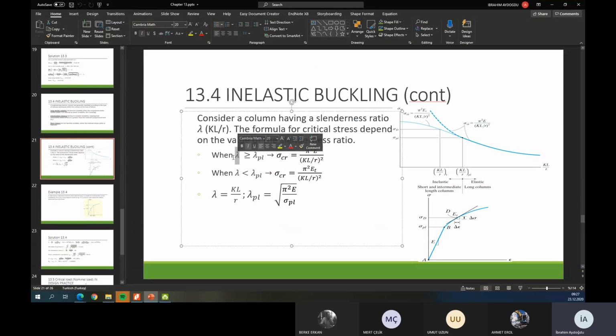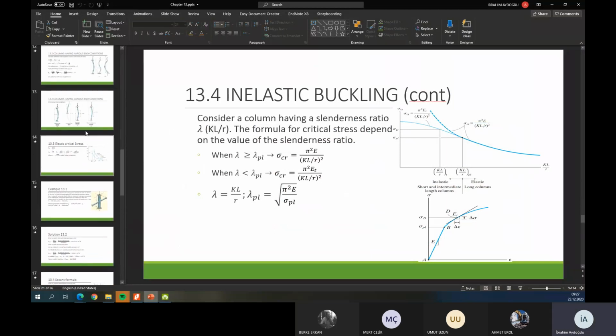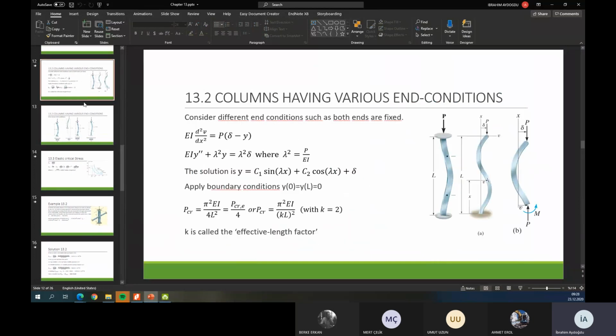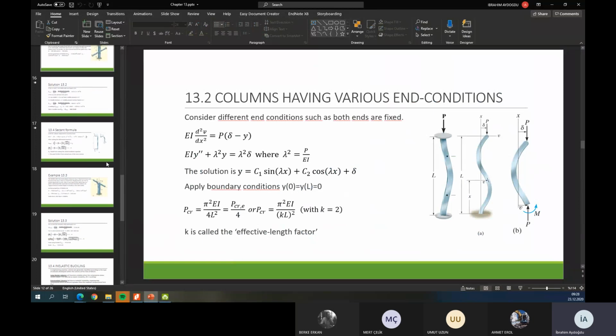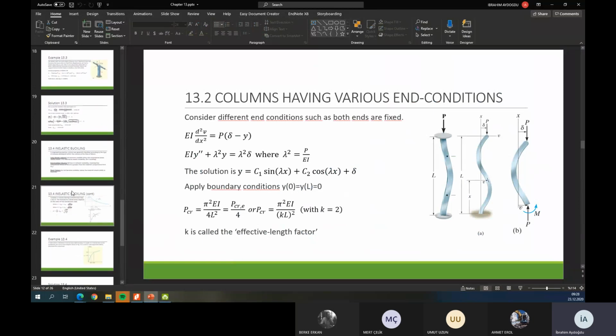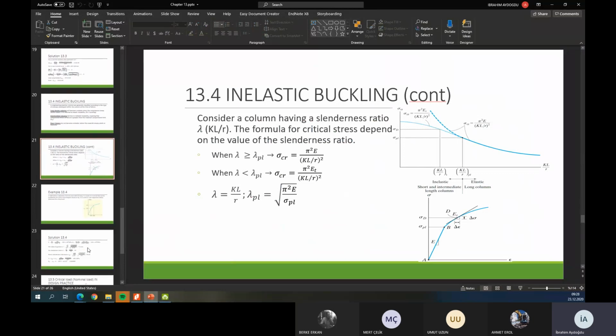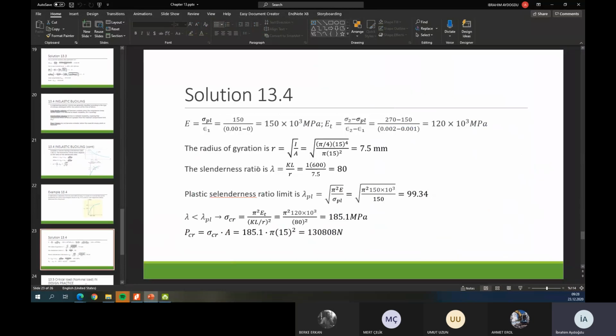First of all, we calculate lambda, meaning the slenderness ratio. You remember that K is the effective length factor. I can't remember the exact definition right now, sorry, but you know the K. And by using this formulation, we also calculate inelastic buckling. The formulation is also available here. You can look at this subsection, but don't focus on it.